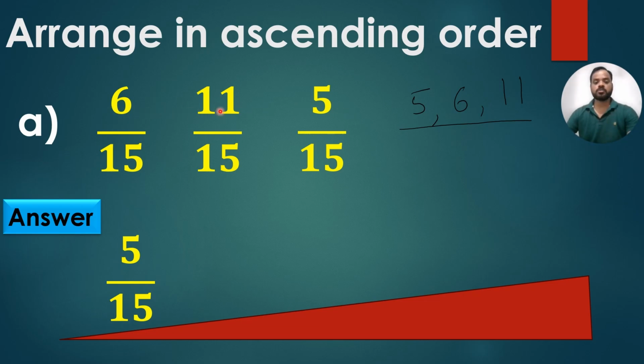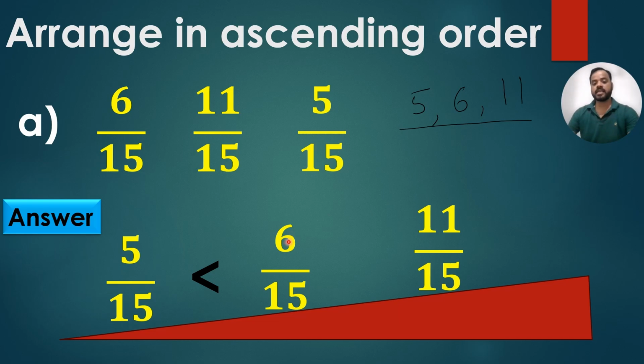In the numerator, the smallest one is 5. So the smallest fraction will be 5 by 15. Then the next smallest number is 6. So the next fraction in ascending order will be 6 by 15, because 6 is greater than 5. So 6 by 15 is greater than 5 by 15. Then comes 11, and 11 is greater than 6. Therefore, 11 by 15 is greater than 6 by 15. So this is the way we write the ascending order.